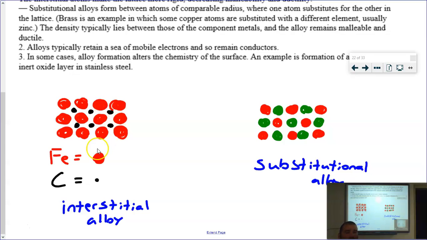Carbon atoms are much smaller than iron, and when we blend these two together, these little carbons just tuck into the little spaces, the interstices, or interstices, I don't know how to pronounce that. But it sticks in the middle, right? Here's the big irons, there's the little carbons, and this is a different type of alloy than this one. The interstitial one has a blend of larger and smaller atoms, and they pack together in a different way. The substitutional one is all about the same radius.